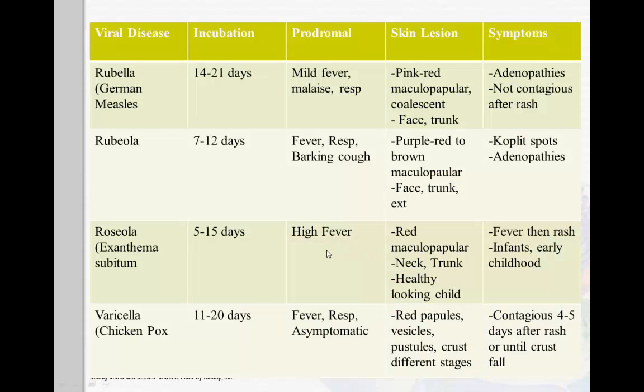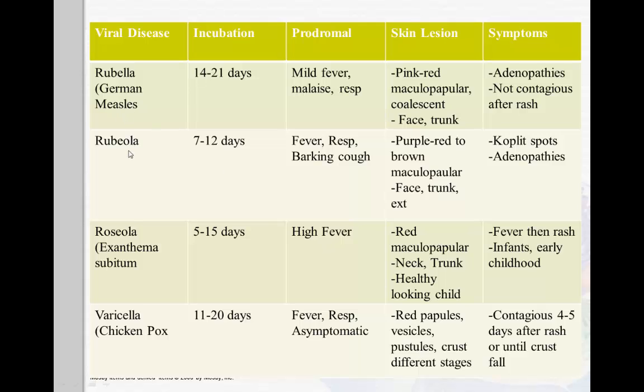Now let's talk about the difference between rubella and rubeola, which are more or less the same, interchangeable: German measles or measles. Rubella, rubeola, the same. What is not the same is roseola and varicella. So besides the incubation period, you have to concentrate on the rash type.